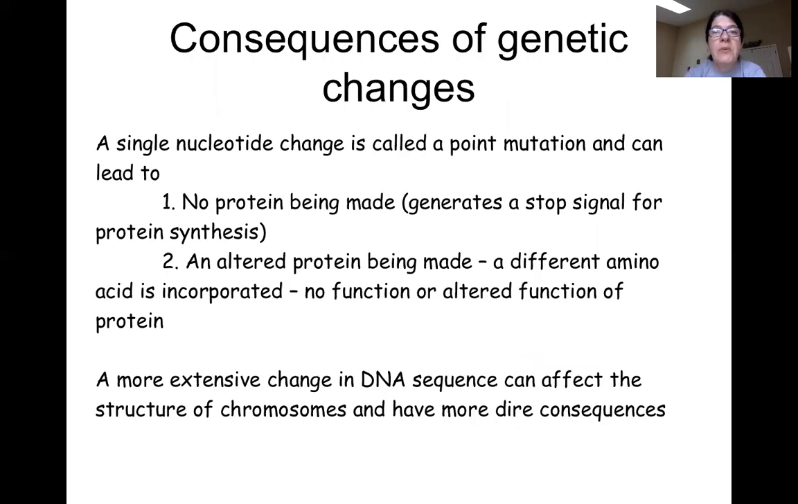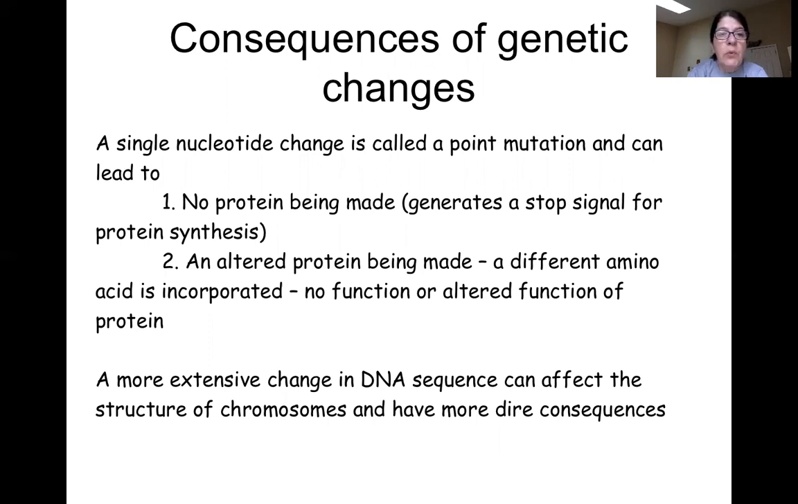So what are the consequences of genetic changes? We're going to talk more about this when we talk about mutations, but this is sort of a preview. A single nucleotide change is called a point mutation and can lead to no protein being made because it generates a stop signal for protein synthesis. It can lead to an altered protein being made, where a different amino acid is incorporated, which could totally alter the function of a protein or abolish it altogether.